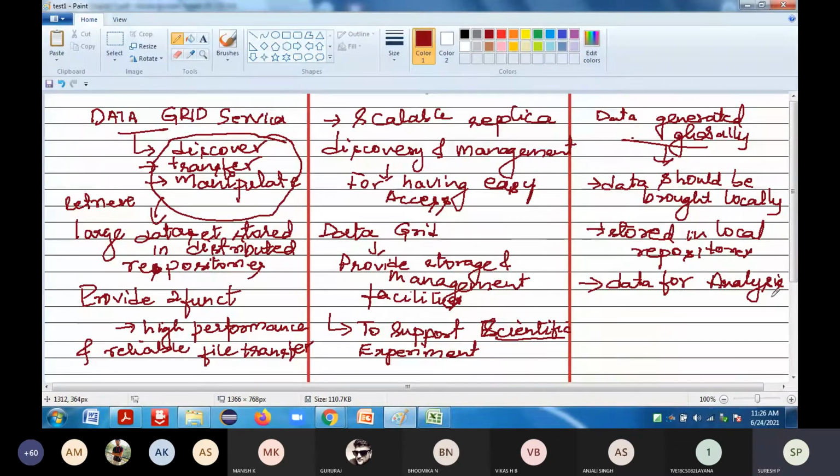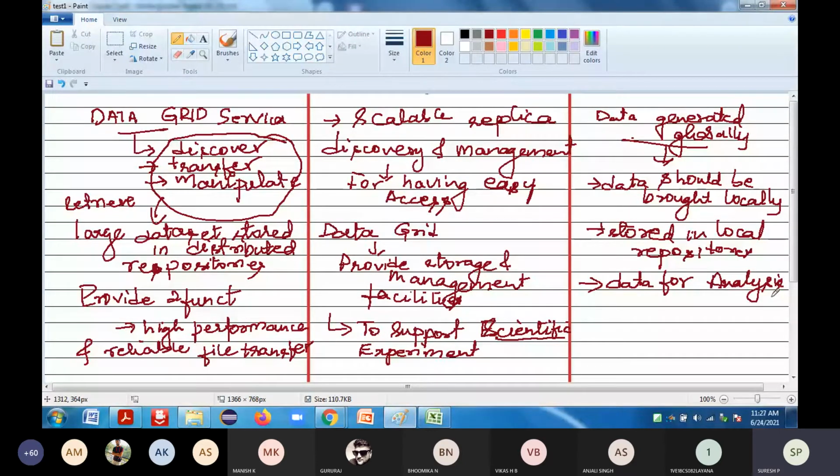So for that particular experiment and analysis to be performed effectively, first whatever data is stored in the distributed repositories has to be brought locally to process it, and I have to store that particular data in a local place.